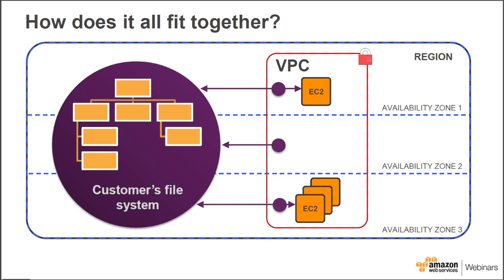So how does it all fit together? Well, you have a region, and you have a VPC spanning multiple AZs, and you have EC2 instances in those AZs. The VPC has these mount targets, which are these purple dots that you see, and the EC2 instances connect to the file system through those mount targets.